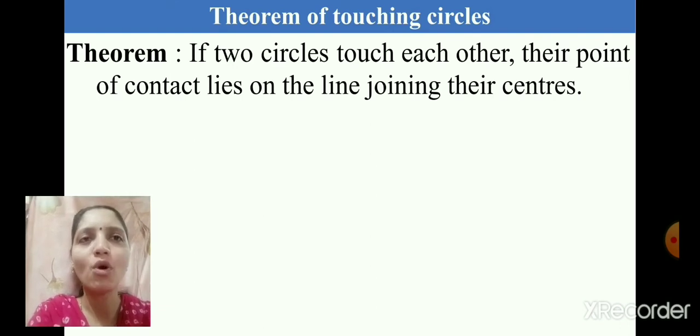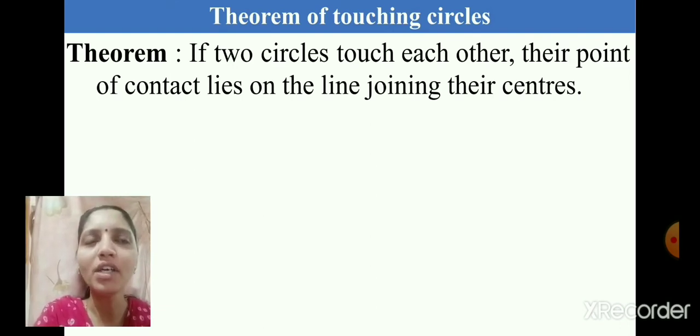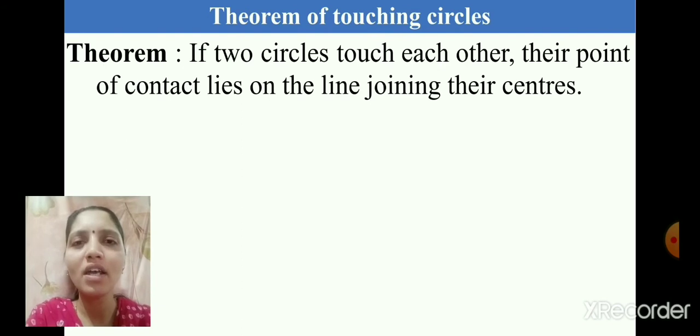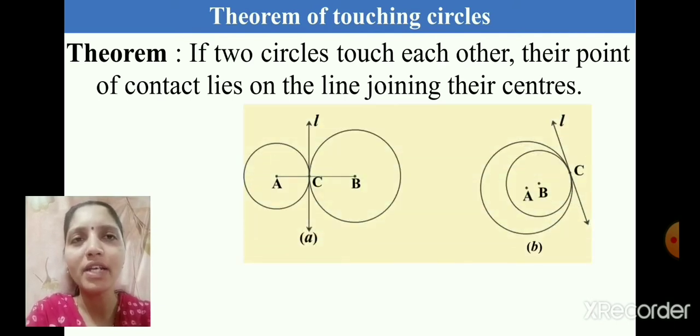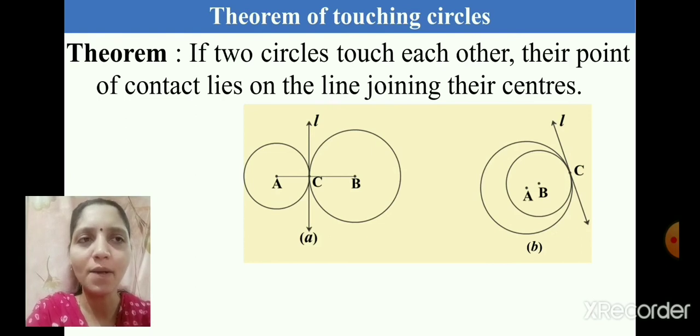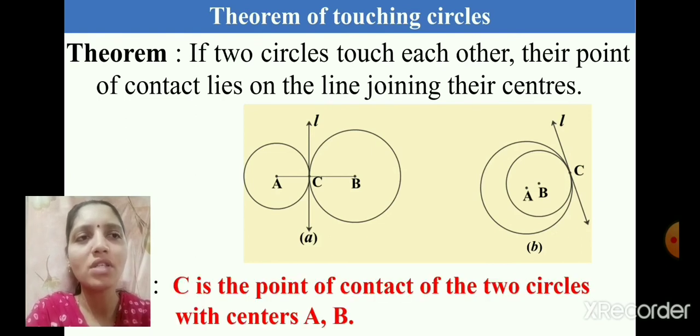Now let's move on to the theorem of touching circles. This theorem will not come for the proof, only you have to remember the statement. The theorem states that if two circles touch each other, their point of contact lies on the line joining their centers. Now see the figure for it: externally touching circles and internally touching circles.